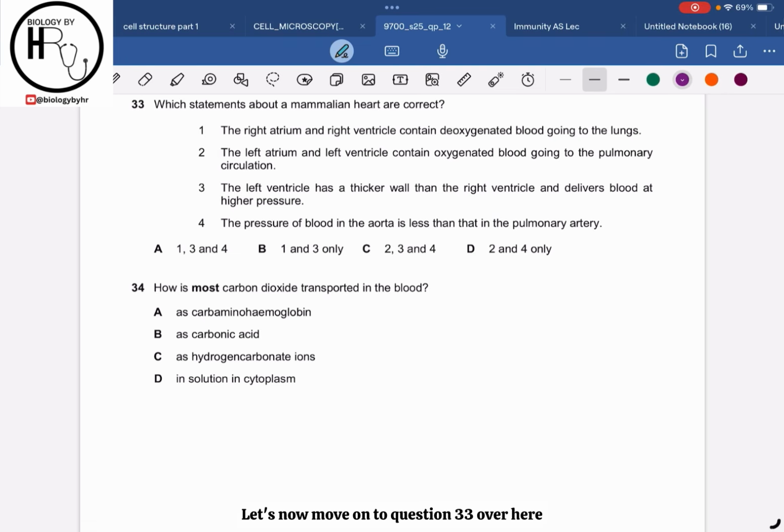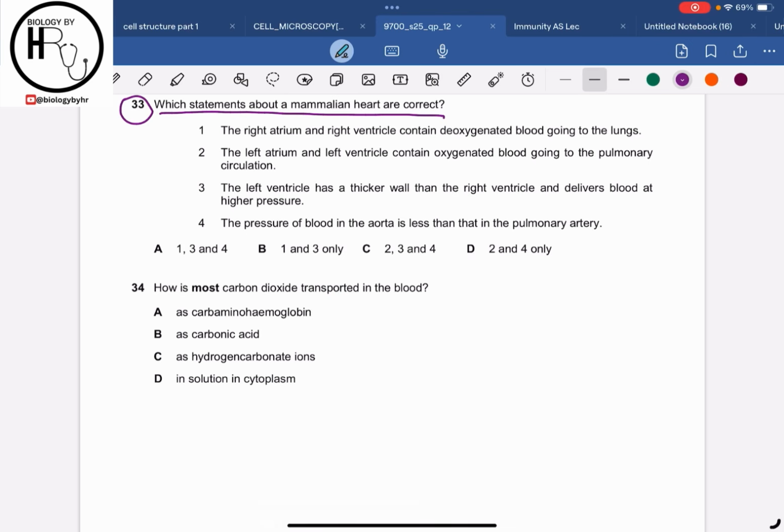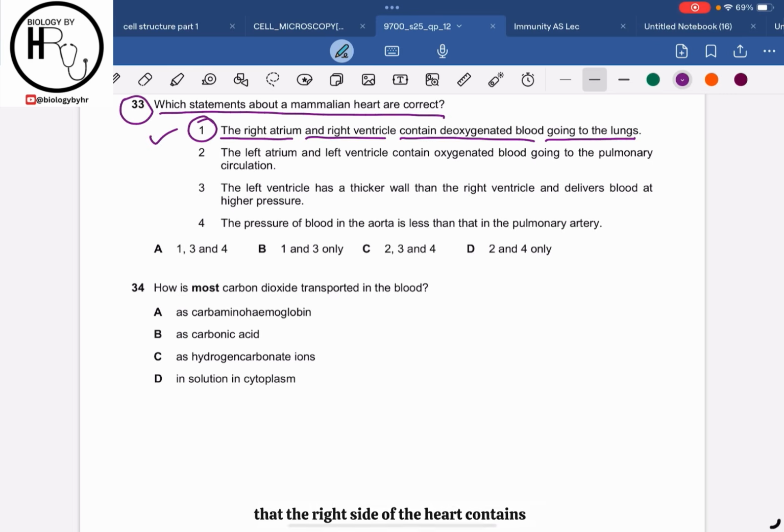Let's now move on to question 33, which says: which statements about the mammalian heart are correct? Now they have given us a series of 4 statements and we have to select the correct statement. Let's read these statements one by one. The right atrium and the right ventricle contain the deoxygenated blood going to the lungs. Yes, this is true. Why? Because we know that the right side of the heart contains the deoxygenated blood and the left side of the heart contains the oxygenated blood.